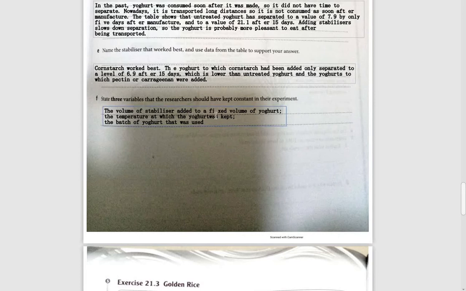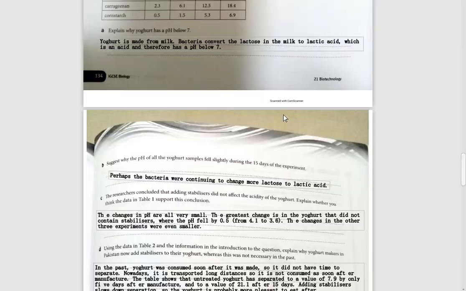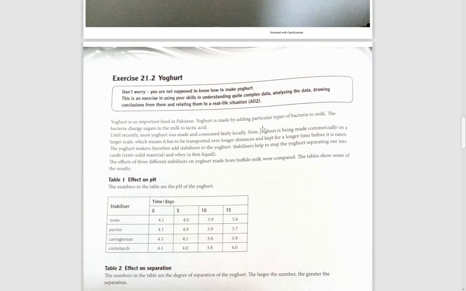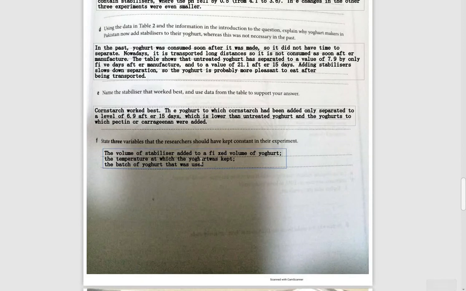Right. Now, state 3 variables that the researchers should have kept constant in the experiment. The volume of stabilizer added to a fixed volume of yogurt. If you see over here in the whole text, they did not mention keeping anything constant. They didn't keep anything the same. So this is one thing. The temperature at which the yogurt was kept when the lactose was being broken down to lactic acid by the bacteria, and the batch of yogurt that was used. Right. Usually they ask this in paper 6, and you have to mention 2 to 3 constant variables in your experiment question when you're explaining it.